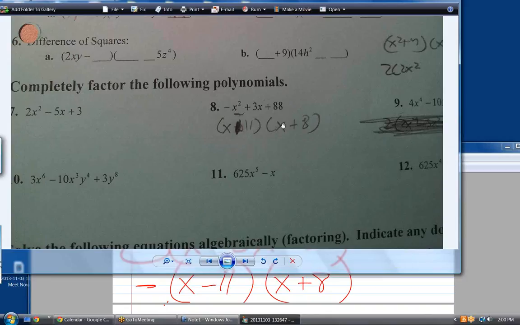But you notice that you didn't have the negative sign here. You need a negative sign in front of that. Okay. Or you need one of these x's to be negative is what you need. You would have the right answer with minus x plus 11 times x plus 8. But x and x don't give you a minus x squared term. So that doesn't really work.